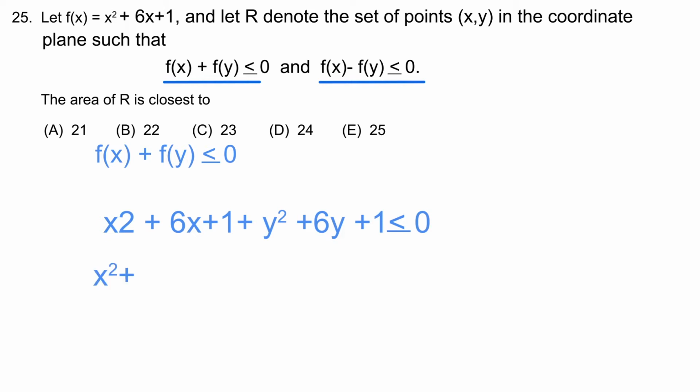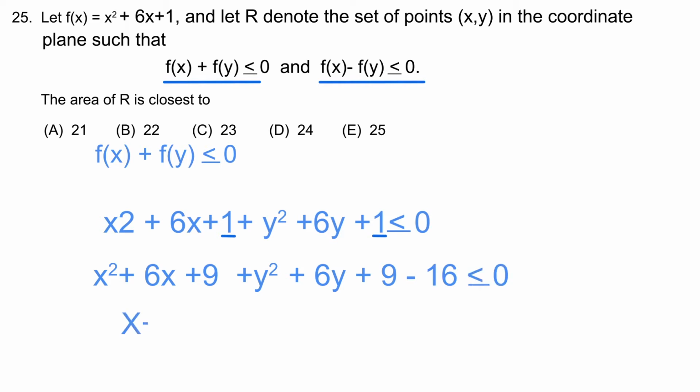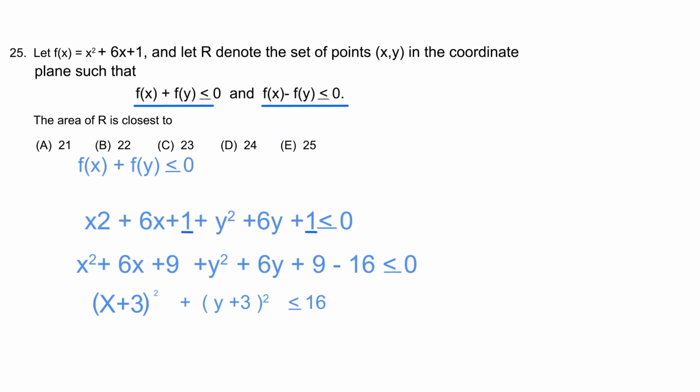So x squared plus 6x, if you were to take half of that and square it, if you complete the square, you get 9. And very similarly, y squared plus 6y, if you complete the square, you get 9. And that's 18, but we only have 2, so we have to subtract 16. So this becomes (x plus 3) squared plus (y plus 3) squared is less than or equal to 16. Okay? So that is a circle. This is the equation of a circle, basically.